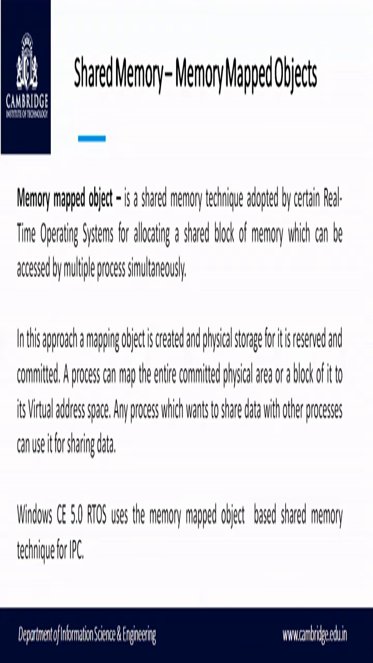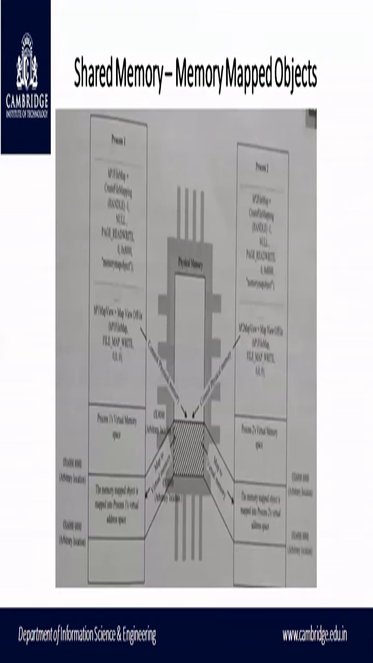Windows CE 5.0 RTOS uses this kind of memory mapped object based shared memory technique for IPC, that means inter-process communication. So this is the technique they use. You can see here the physical memory. This is your actual physical memory. This is process 1 and process 2.